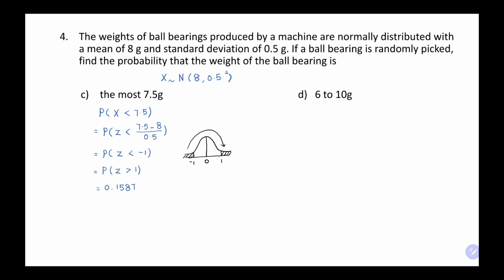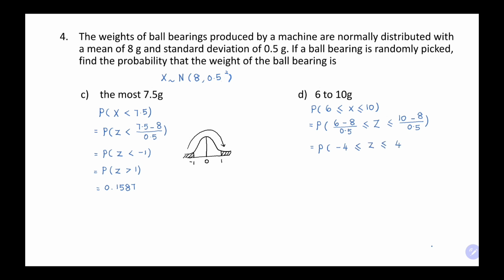Next question D, we find 6 to 10 gram. 6 to 10 gram means the symbol is between 6 and 10. But 6 to 10 means include 6 and include 10. Okay, then we convert to Z. 6 minus 8, divide by standard deviation 0.5. Z, 10 minus the mean, divide by the standard deviation. Then we solve, we get the answer negative 4 and 4.